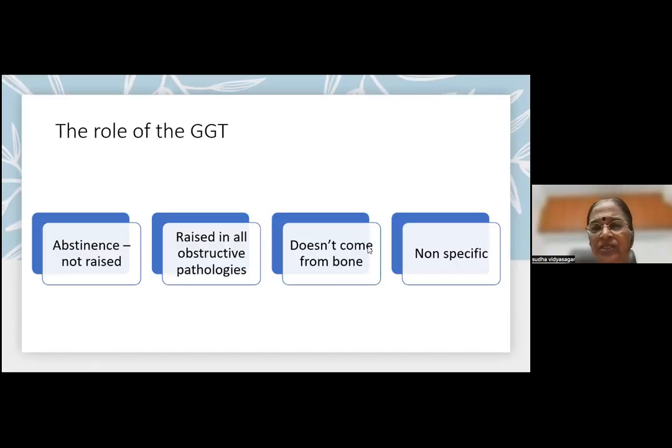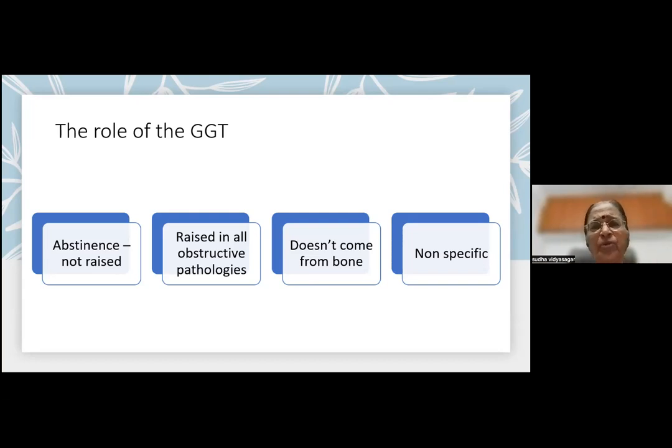Now, let's look at the GGT. The role of GGT: with abstinence, it is not raised. That's why our psychiatrists are very fond of asking for the GGT. The GGT goes up in any obstructive jaundice, okay? But it's more used for finding out whether the man is drinking or not, and it doesn't come from bone. That's the advantage. ALP can come from bone, or it can come from your liver. I think MedCAS had a case about an ALP raise in Paget's disease, which we talked about. So that may help to differentiate whether it's coming from bone or from the liver.